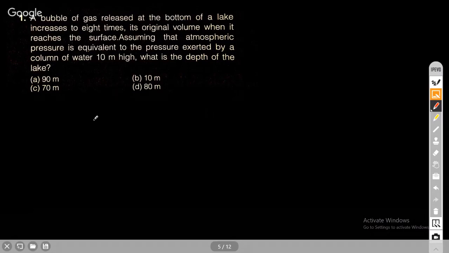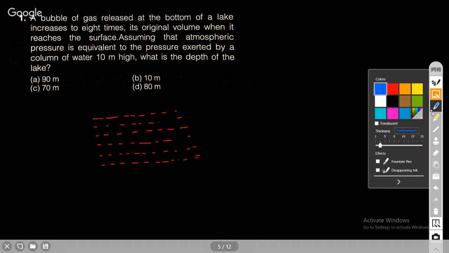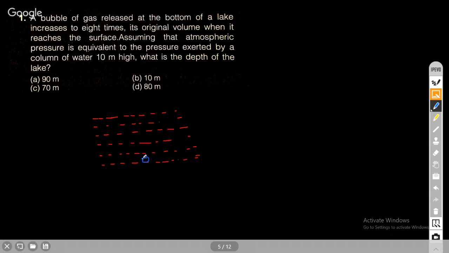Okay, now you see this question. Suppose the lake is this, right? And according to the question, a bubble of gas is released at the bottom. Okay, so at the bottom, a bubble of gas has been released here, and when it comes up to this surface, its volume becomes 8 times its original volume. Okay, so this height, we have to find out, the depth of this lake.